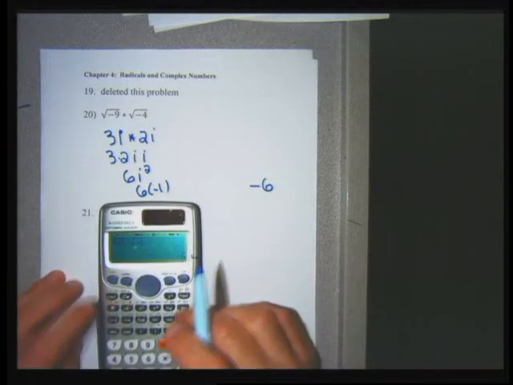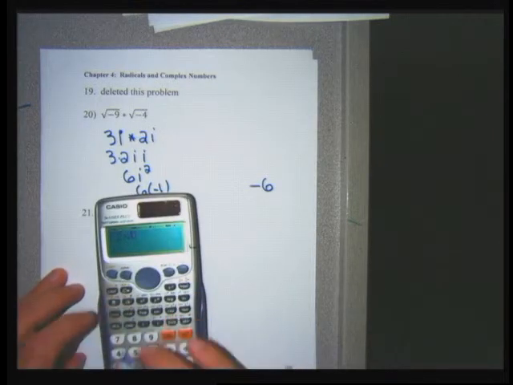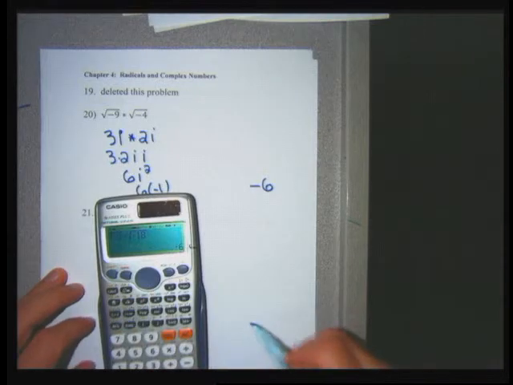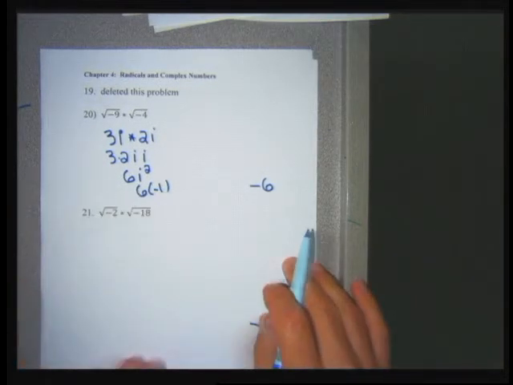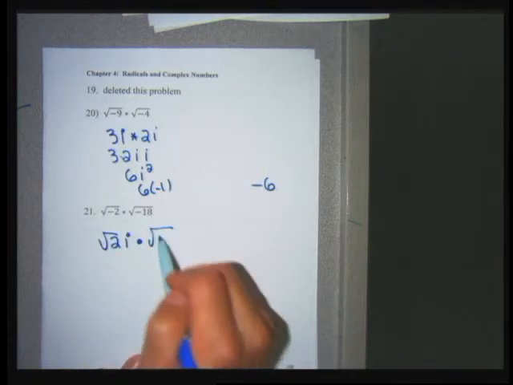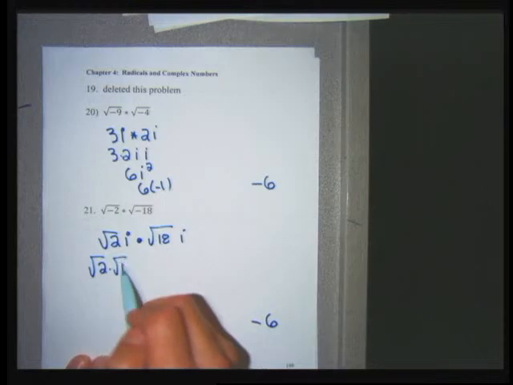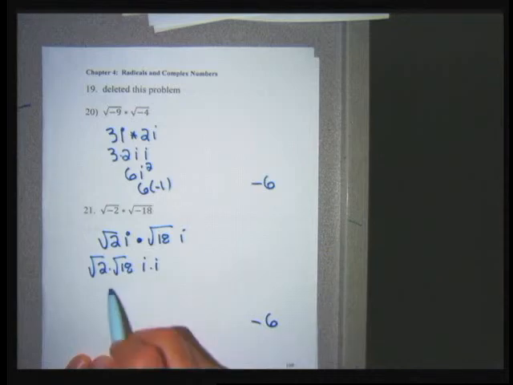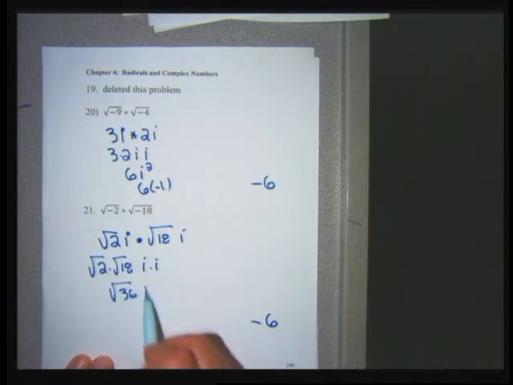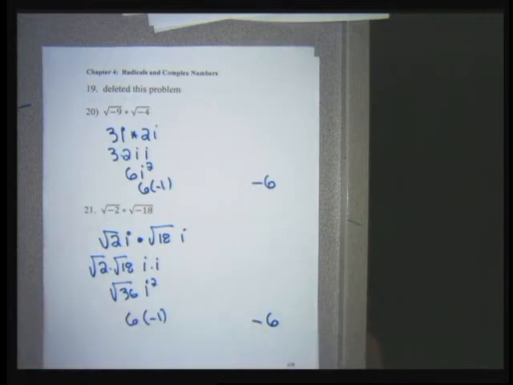21: square root of negative 2 times the square root of negative 18 gives me negative 6 again. I'll be darned. To get there by hand, this is the square root of 2 times i times the square root of 18 times i, and then I'm going to multiply the square root of 2 and the square root of 18, and I'm going to multiply the i and the i. The square root of 2 times the square root of 18 is the square root of 36. i times i is i squared. Square root of 36 is 6. i squared is negative 1, so this line reduces to 6 times negative 1, which is my negative 6.